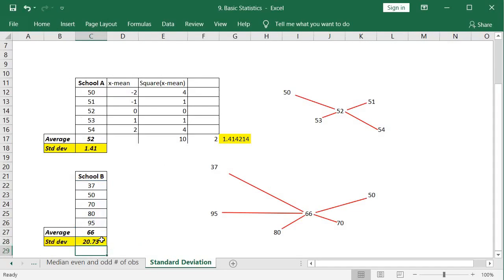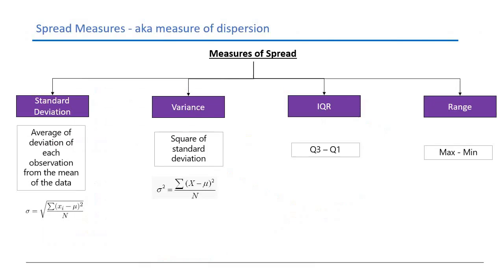And apparently we can see school B has higher standard deviation than school A, which means that school B students are very different from each other and school A students are not very different from each other. They are more alike. Now there's another measure of spread, which is variance. Variance is exactly the square of standard deviation.